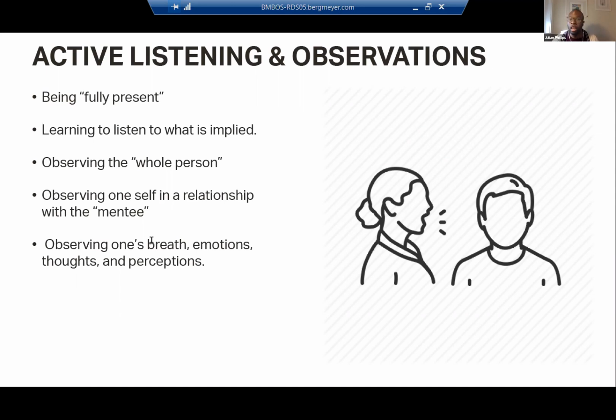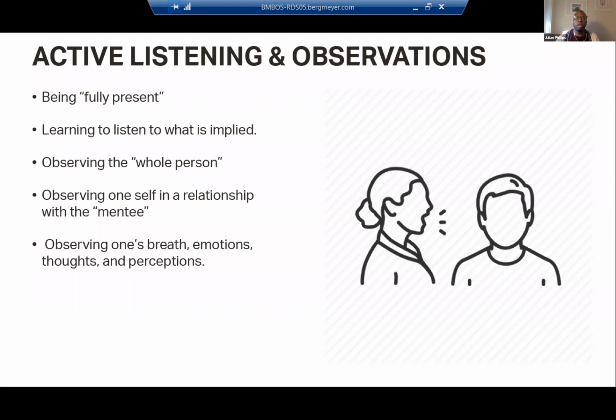But with all those roles, it's really important to realize that you don't actually become them, you just have active listening and observation skills. So the active listening and observations will help a mentor or a sponsor become any of those roles. Being fully present is really important. Learning to listen to what is implied. I think that I'm a little bit thankful for the virtual environment in these times, especially in the conversations that I have with the mentors in my life. It's more of an intimate approach. We're sort of sitting face to face, whether we intended to or not, even if it's virtual.